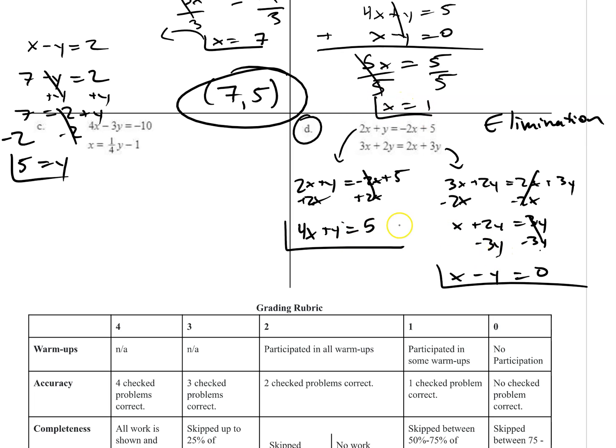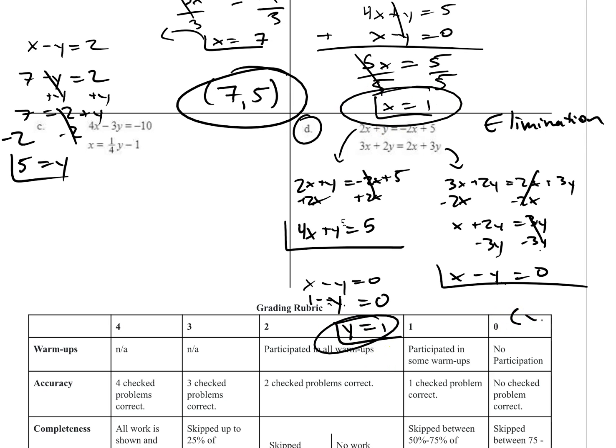Now I can pick either one of these equations. I'm going to go with this one because look, x minus y is 0. So if x is 1, then 1 minus what number is 0? 1, right? So y is 1. 1 minus 1 is 0, therefore y is 1. So we have y is 1, x is 1. Answer is 1, 1.